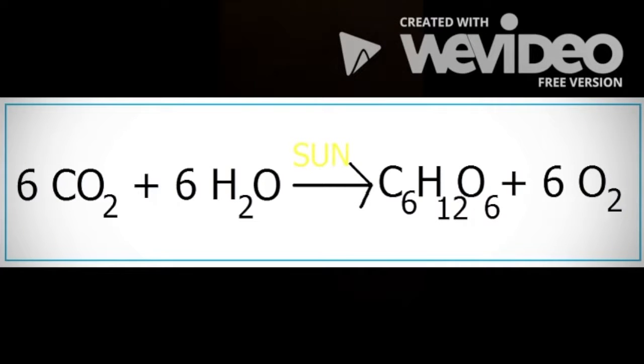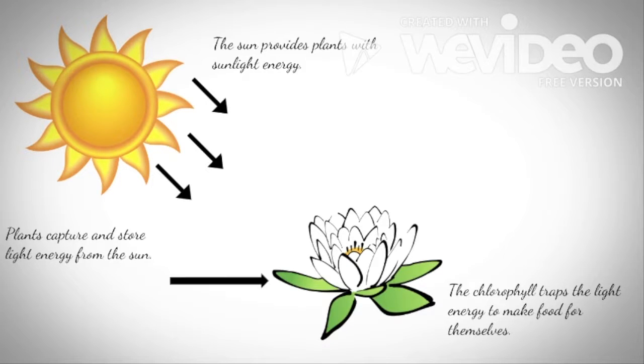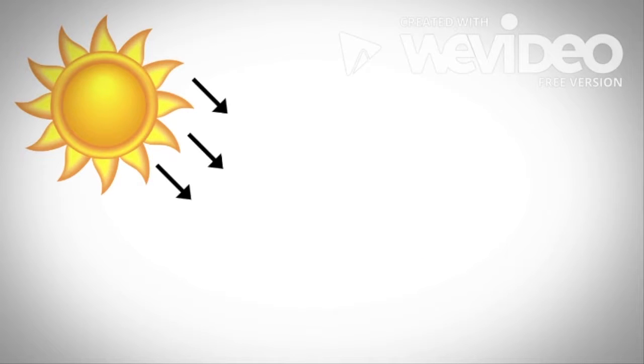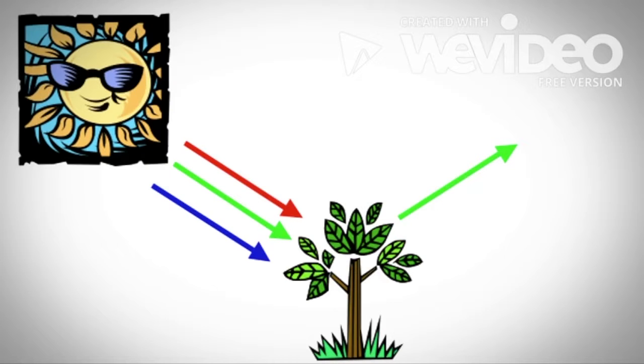Carbon dioxide is decreased, oxygen is released. Glucose is sugar made by plants. It's their food and it feeds the plants. The pigments capture the light so that the green sparkles bright.